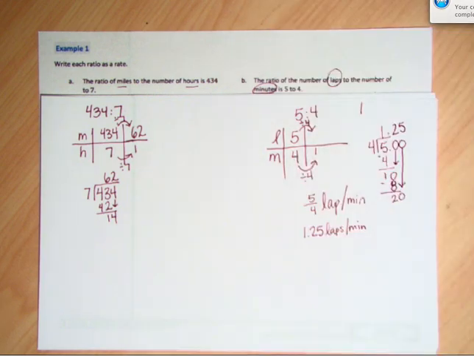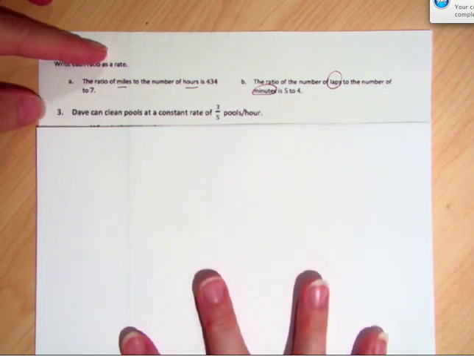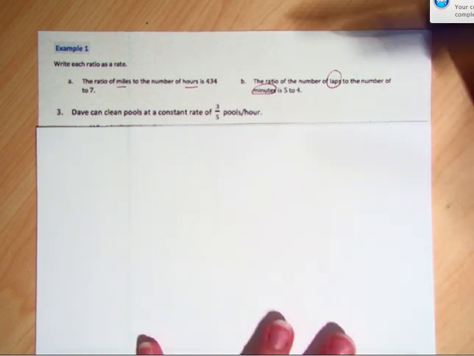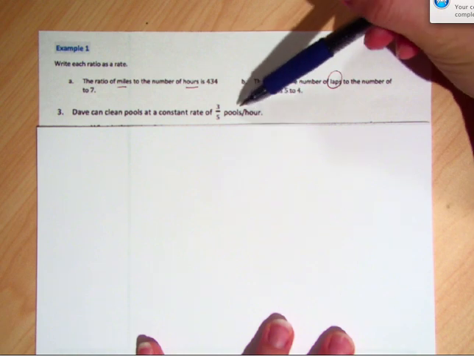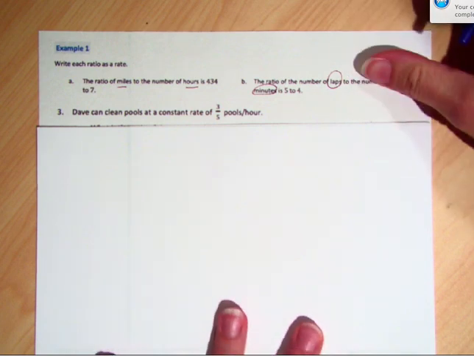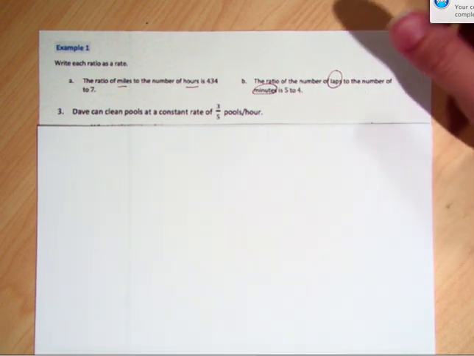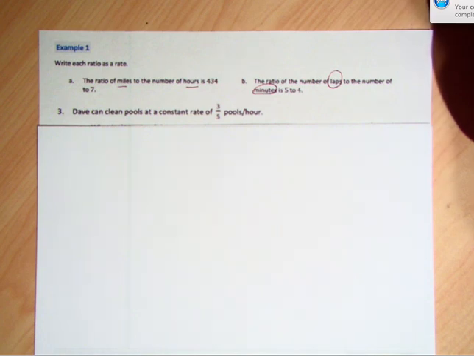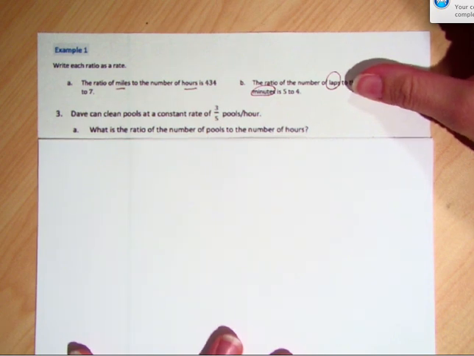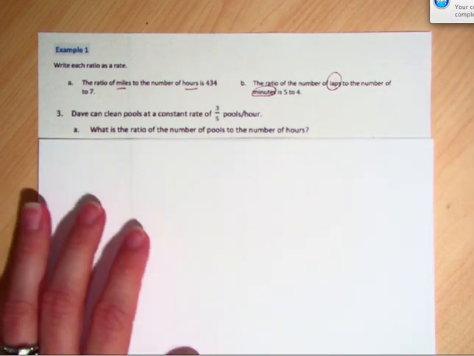All right, let's look at another example. I'm going to have to get a new sheet here. All right, new example. Dave is a pool cleaner, and he can clean pools at a constant rate of 3/5 pools per hour. And again, that's just like we did up here with a 5/4. So this is telling us 3 to 5, pools to hours. He's a constant rate, meaning that he doesn't take longer for the first one or longer for the last one. It's a constant rate of 3 pools every 5 hours. First part. What is the ratio of the number of pools to the number of hours?